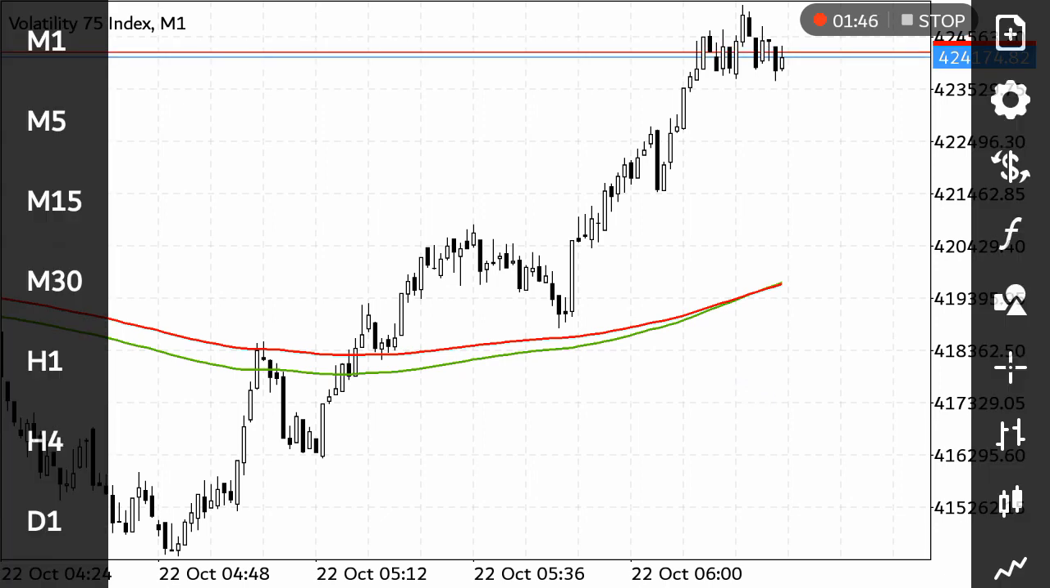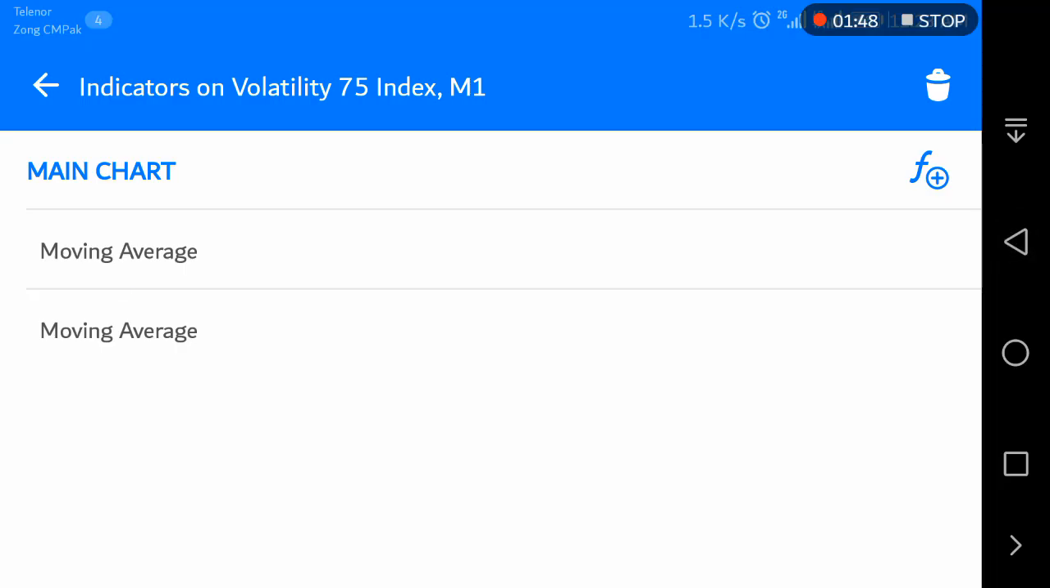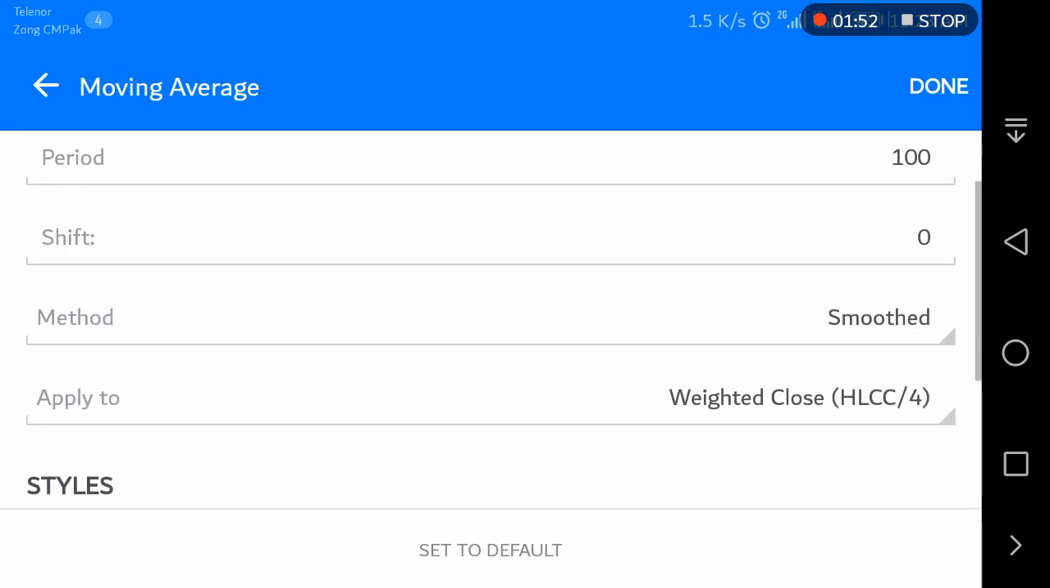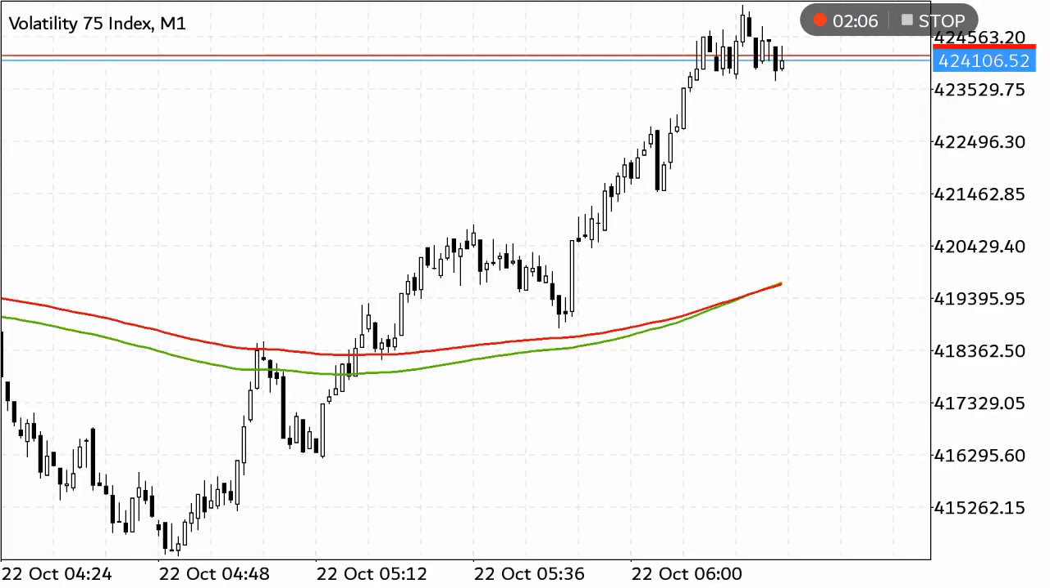What you need to do is simply go and select the moving average 100. Period 100, shift 0, method smoothed, apply to HLCC/4. I'm going to repeat again: period will be 100, method will be smoothed, apply to HLCC/4, and simply click on done.